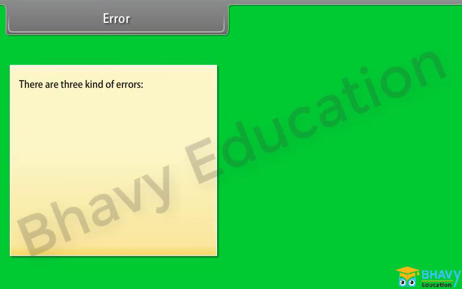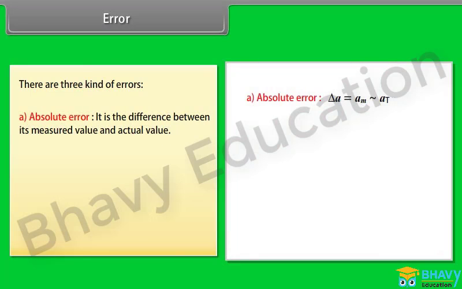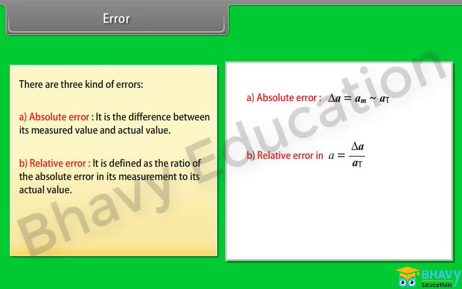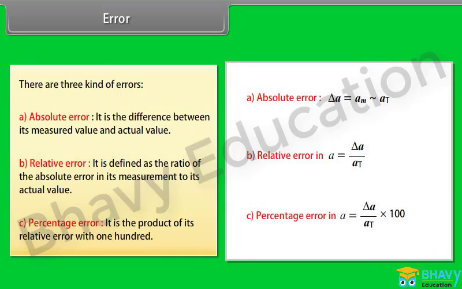There are three kinds of errors. Number 1. Absolute error. It is the difference between the measured value and the actual value. Number 2. Relative error. It is defined as the ratio of the absolute error in the measurement to the actual value. Number 3. Percentage error. It is the product of the relative error with 100.